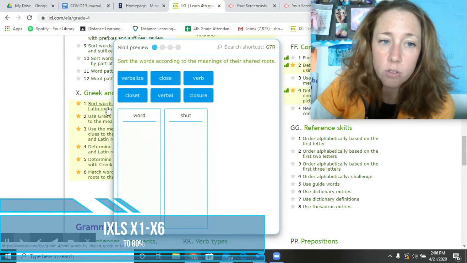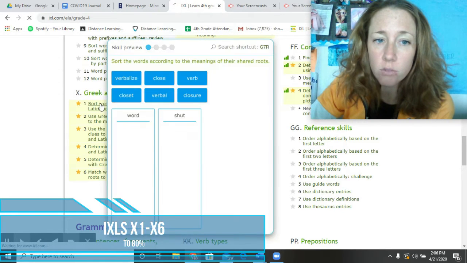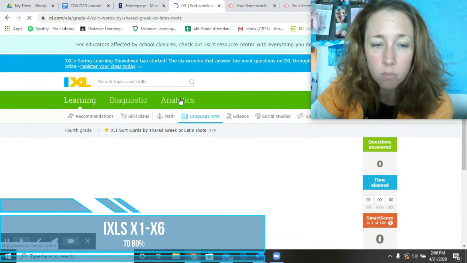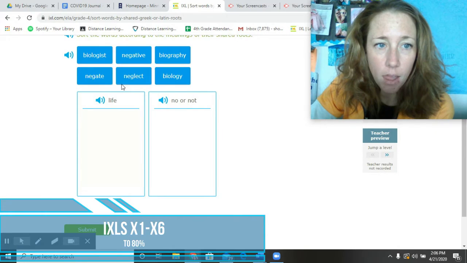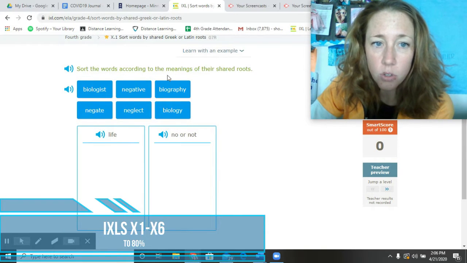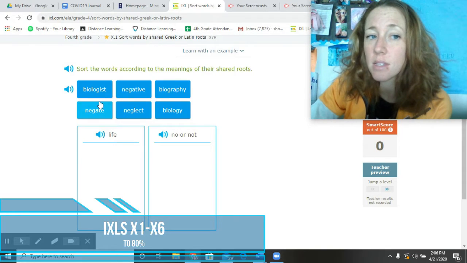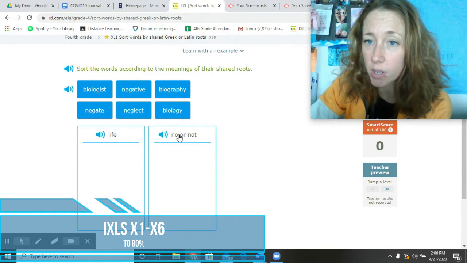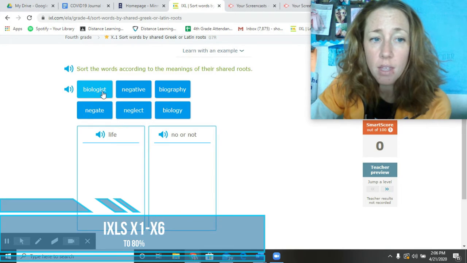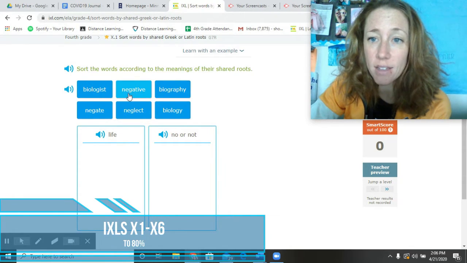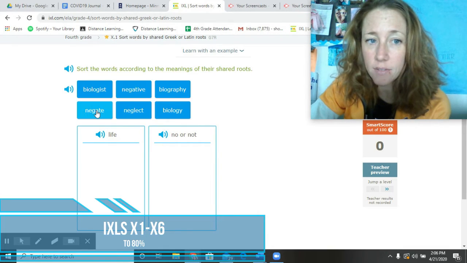So first one, sort words by shared Greek or Latin roots. Let's click on it. So sort the words according to the meanings, their shared roots. So I have life. So which one means life? Which ones means no or not? As you can tell, there's a lot of bio. There's a lot of ne, N-E, N-E, N-E, negative, negate, neglect.